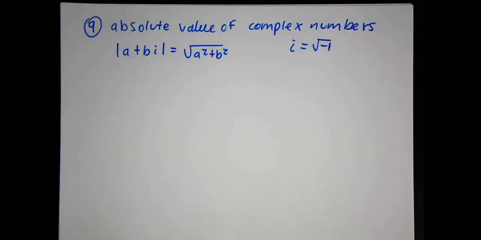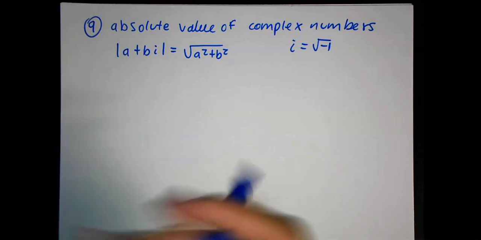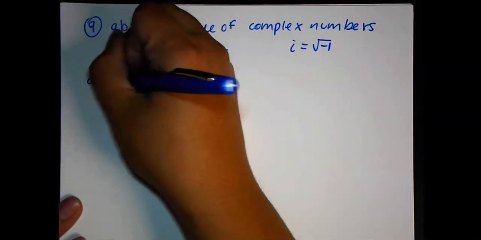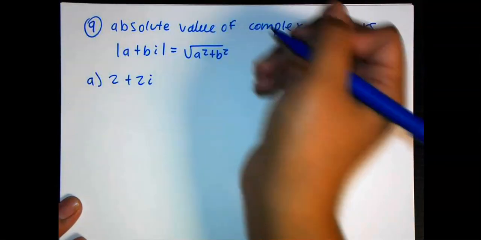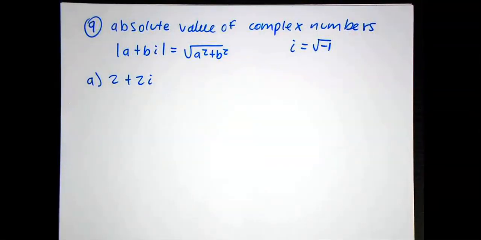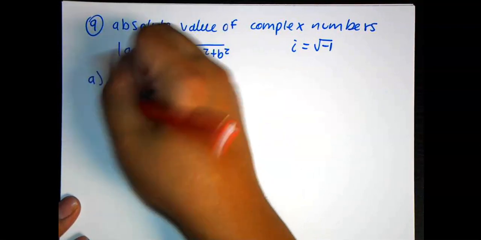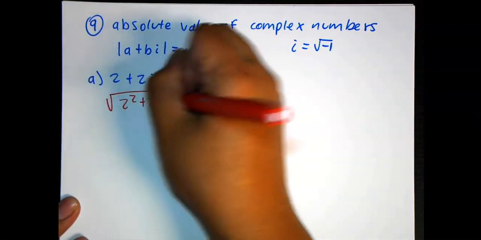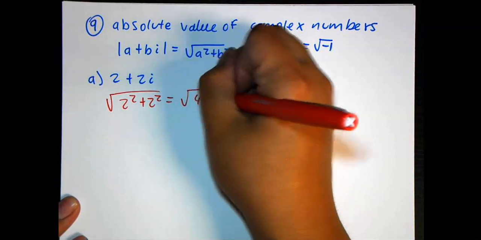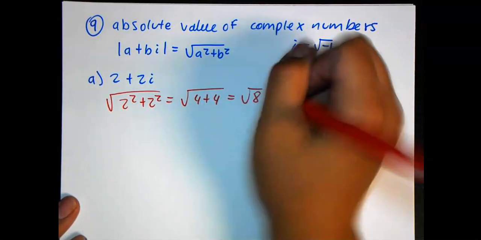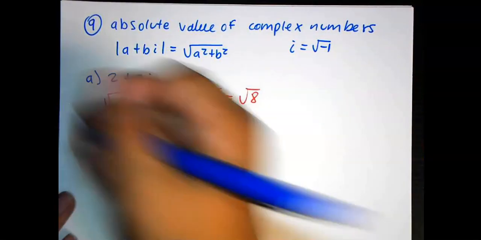Okay, number 1 is asking about the absolute value of complex numbers. In this case, i is the square root of negative 1. So the absolute value is the real part squared plus the imaginary part squared, and the square root of that. Letter A was 2 plus 2i. So in this case, we're going to take the 2, square it, and do the same for the other 2. I got 4 plus 4, and my absolute value will be the square root of 8.